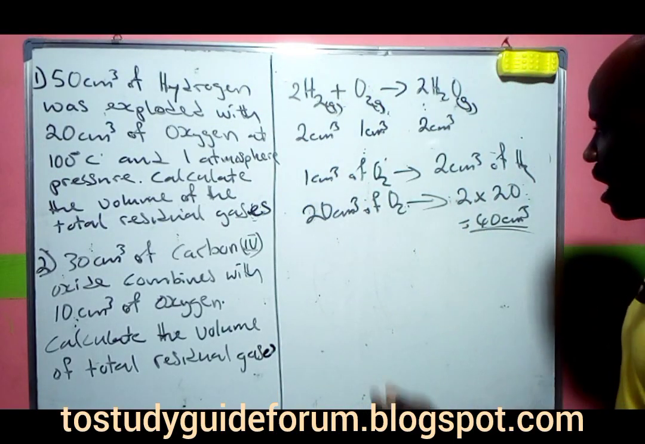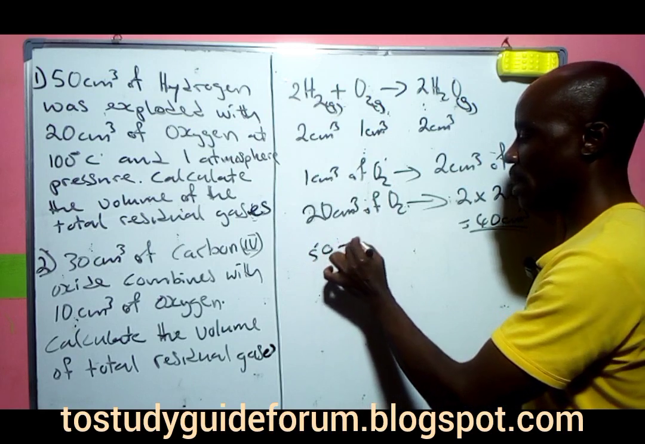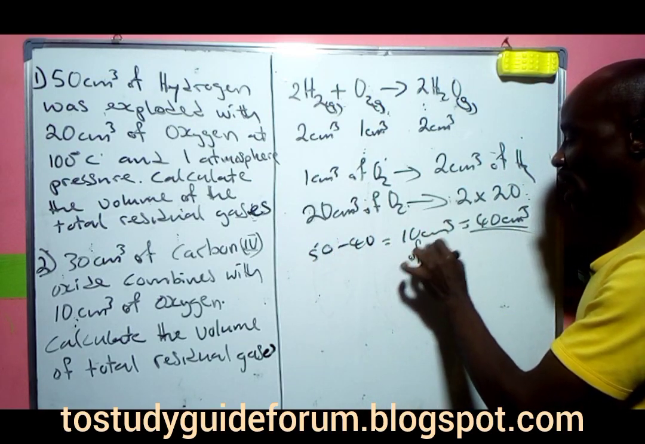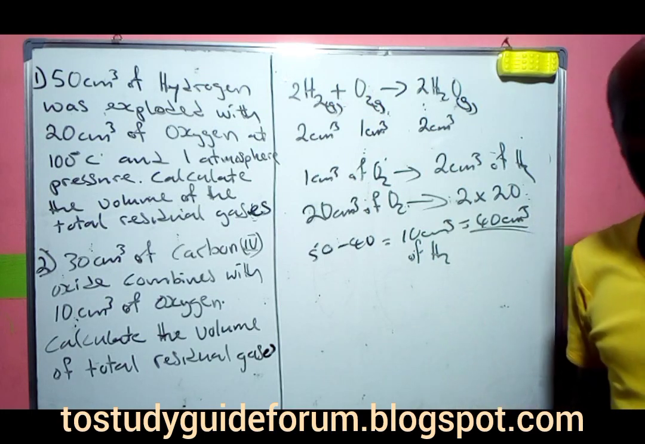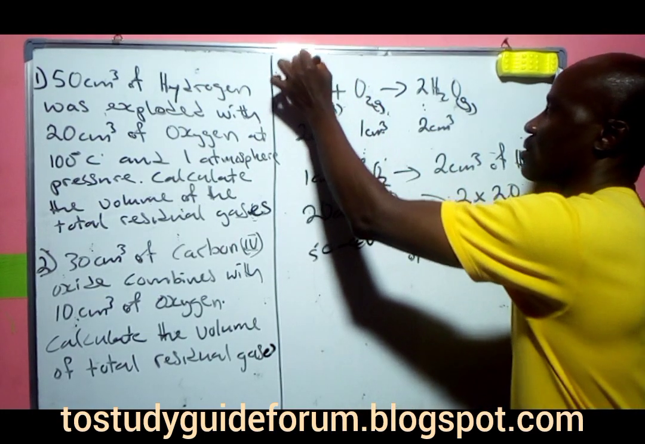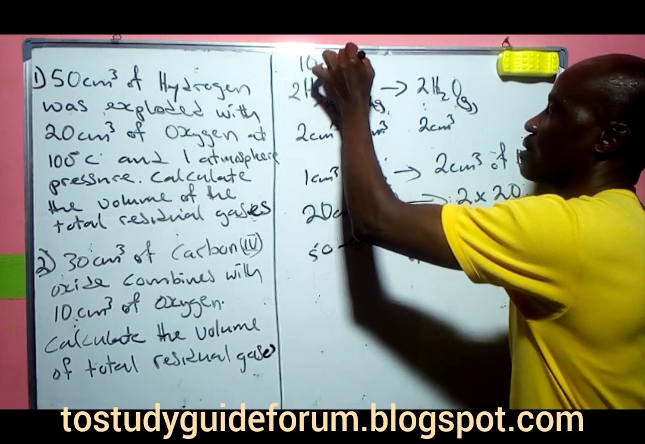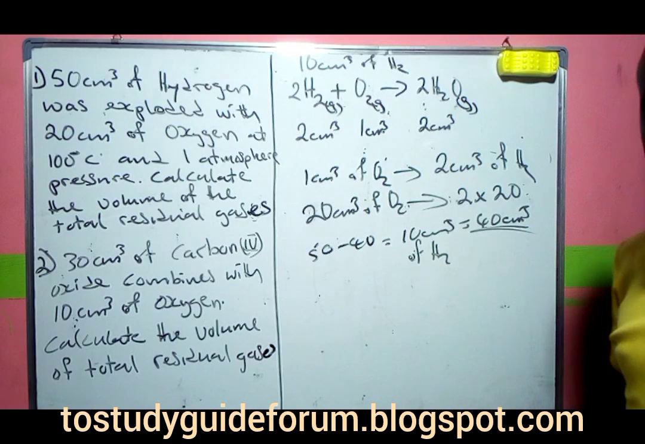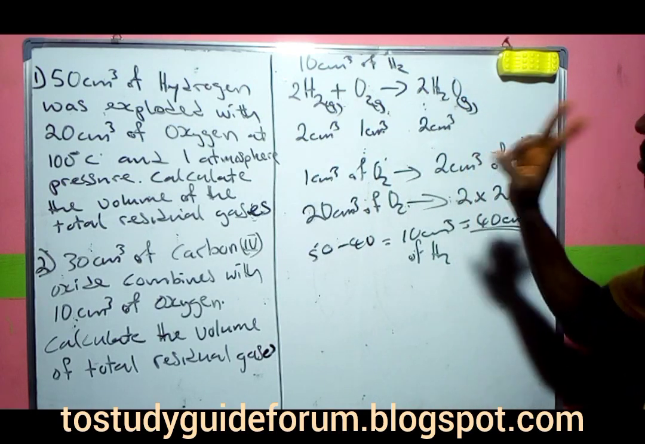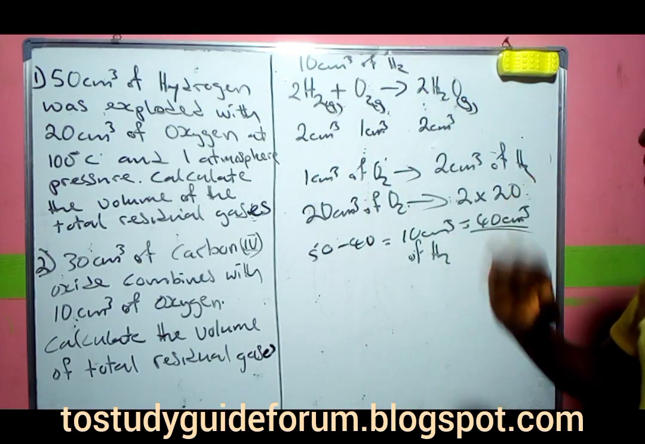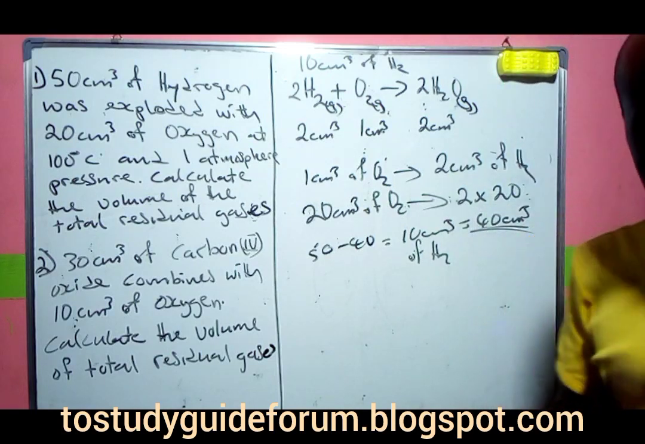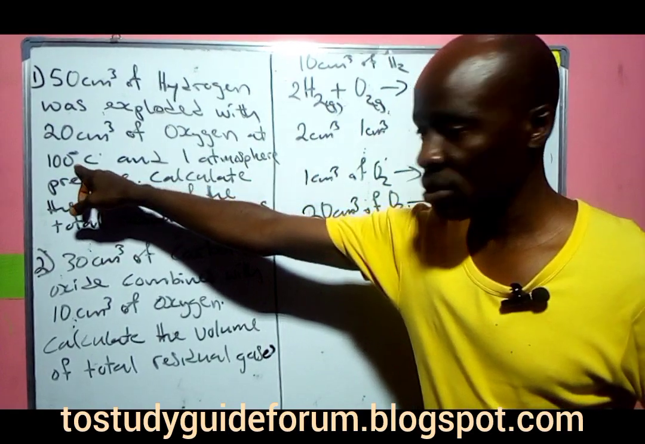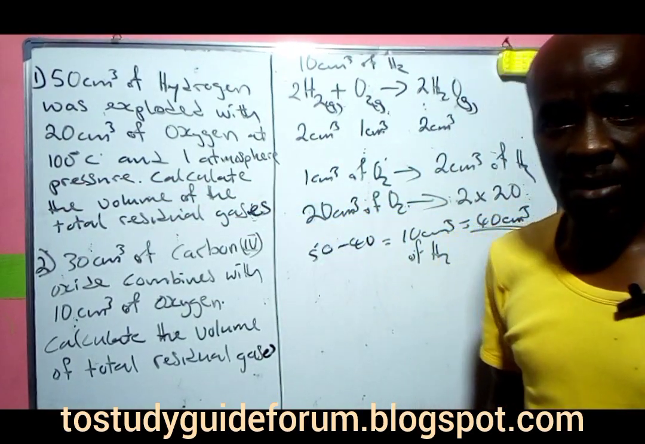Remember, 50 minus 40 will give us 10 cm³ of hydrogen, which will be part of our residual gases. We can pen it down here so that we won't forget. We have hydrogen gas, 1. The 10 cm³ of that will remain. So the next gas that will remain at the end of this reaction is that steam, because this is 100 cm³.